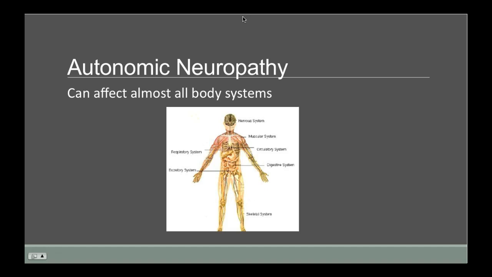Another one that is considered autonomic is the neurogenic bladder, which causes urinary retention related to decreased sensation in the bladder. It can cause infrequency of voiding and difficulty voiding, and also a weak stream. And then finally, another area that can be affected is sexual functioning. Men can actually end up with erectile dysfunction from this autonomic neuropathy.